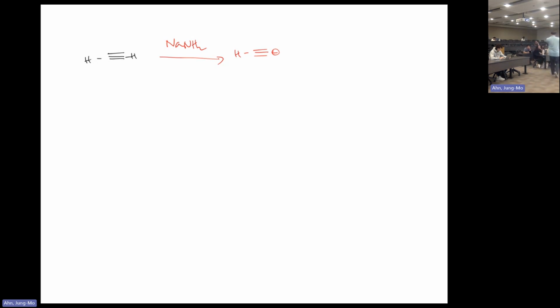That's acetylide. That acetylide is basic because we just took the proton off from the carbon, it's not acidic. So it's a pretty strong base, but at the same time, it's a good nucleophile, though a pretty big nucleophile. So it can make a substitution reaction with an alkyl halide, that's based on SN2 reactions.